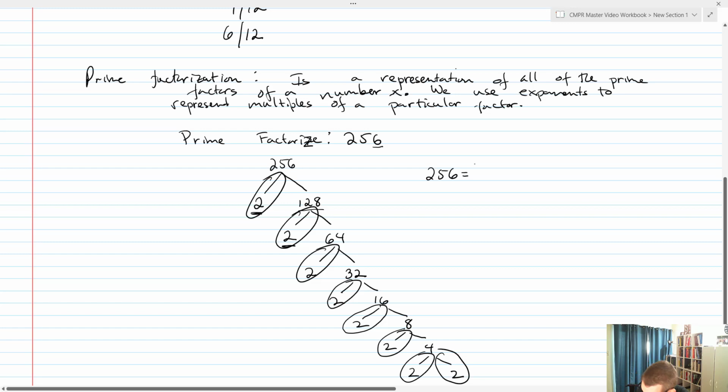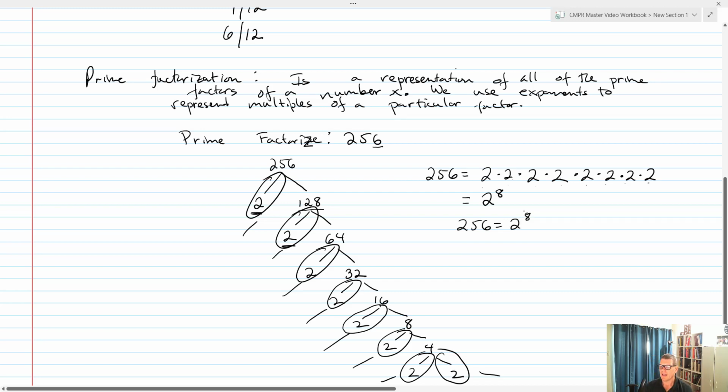all my prime factors. So it'll be 2 times 2 times 2, that's 1, 2, 3, 4, 5, 6, 7, 8. I've got the 8 2's, and I'm going to write them as 2 to the 8th. So 256 equals 2 to the 8th power. And that is the prime factorization.